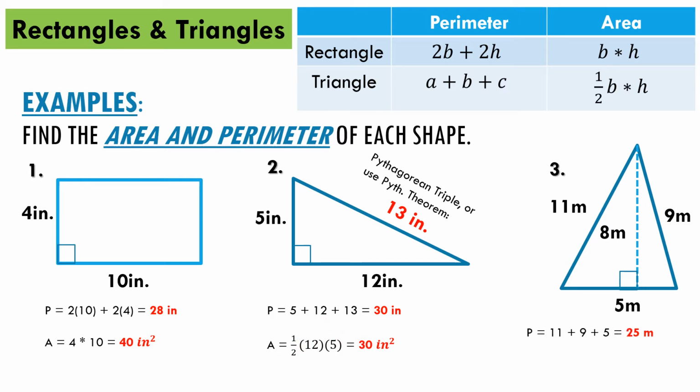For number 3, for the perimeter, we just take 11, 9, 5, and add them together. We should get 25 meters. And then for the area, notice that our base here is still 5, but the height, which has that nice 90-degree angle, is actually 8 meters.